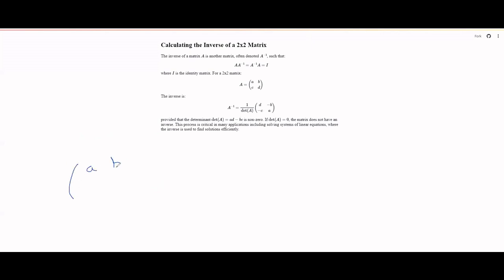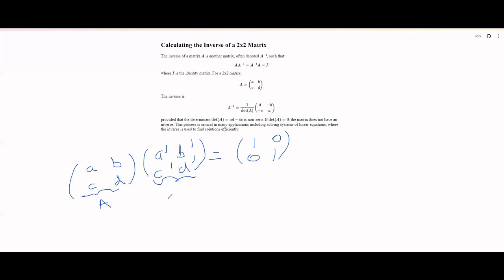So if we have our original matrix A and we multiply it by another matrix, I'm just going to put a prime on all of the elements here just to indicate that they come from another matrix. We want this thing to be equal to the identity matrix. And this one, in case you haven't noticed, is A, and this is going to be A to the -1, and this is going to be the identity matrix.